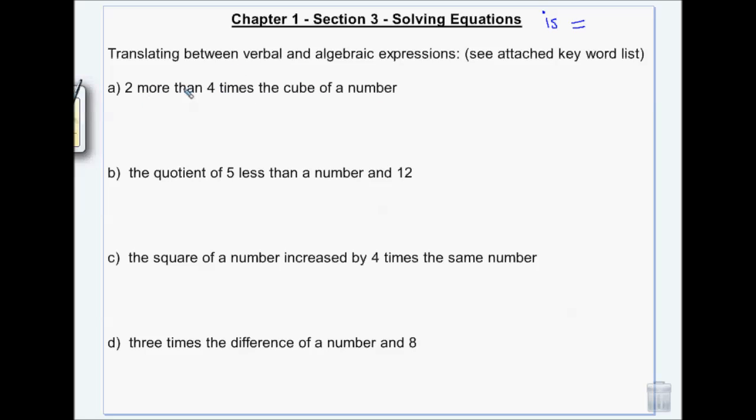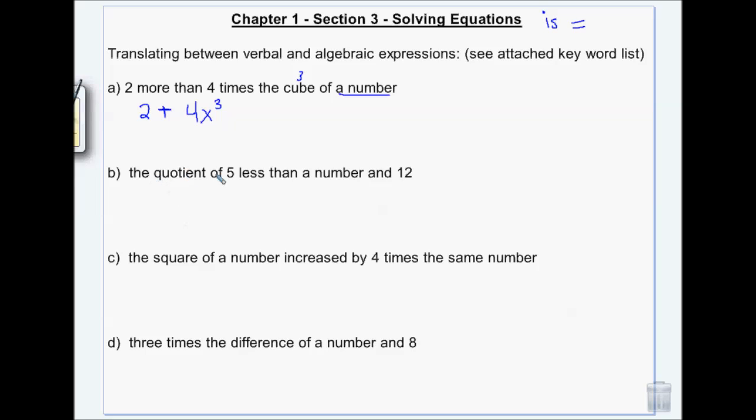So, okay, 2 more than is addition. 4 times is multiplication. The cube, okay, that's going to be an exponent of a 3. And then anytime it says a number, this is a variable. So it's 4 times a number cubed, basically.